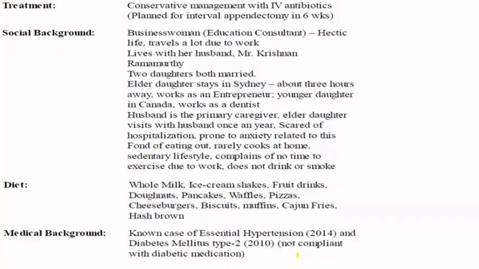Now we have some social background. She's a businesswoman. She has a hectic lifestyle. She travels a lot due to work, and lives with her husband, Mr. Krishnan Ramamurthy. She has two daughters, both are married. The elder daughter stays in Sydney, about 3 hours away from her mother, and works as an entrepreneur. The younger daughter is in Canada and works as a dentist. Husband is the primary caregiver.